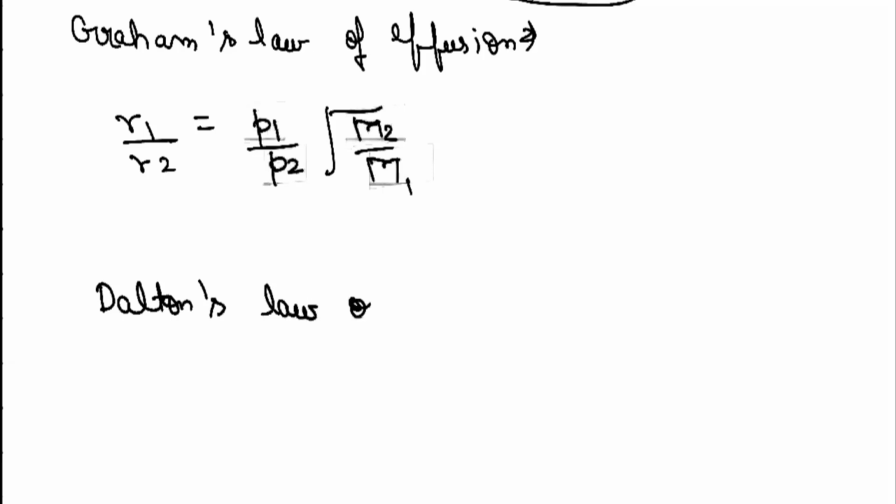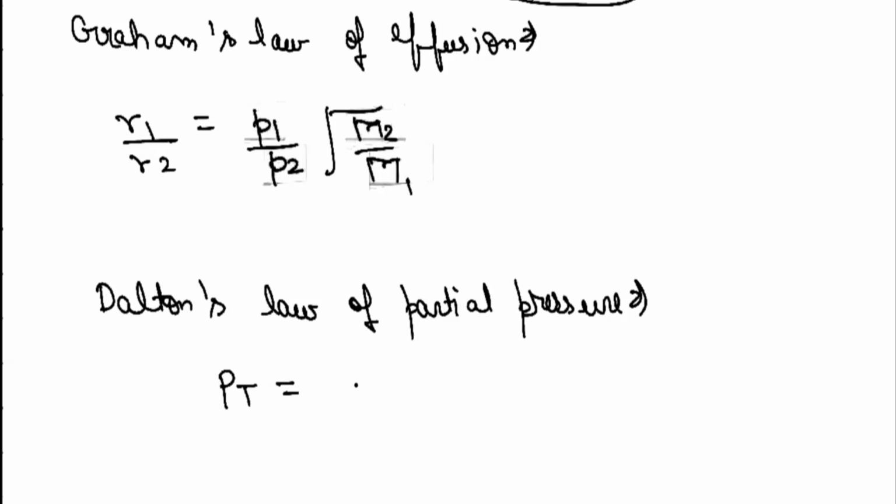So what is Dalton's law of partial pressure? Let me tell you a little bit about it. It is a gas law which states that the total pressure exerted by a mixture of gases is equal to the sum of the partial pressures exerted by each individual gas in the mixture. For example, we have three gases, so their total pressure is equal to P1 plus P2 plus P3, and P1, P2, P3 are partial pressures of gas 1, 2 and 3.